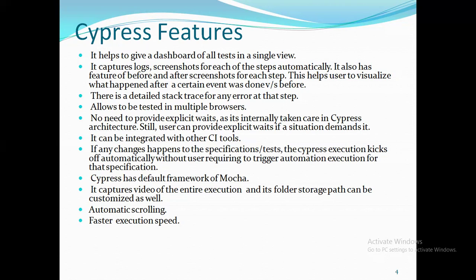Then, let's say you are working on certain test cases, which we call specifications as per the JavaScript terminology, that is the Mocha framework, we call it a specification file. So if any changes happen to your specification file, right, what generally we need to do in other automation tools is, once we do our changes, we save them, and then we go ahead and run the automation suite. But in Cypress, what happens is Cypress kicks off the execution automatically without the user requiring to trigger the automation execution. Okay, so this happens automatically. We don't have to go ahead and do the run command. It will happen on its own. That is the beauty of Cypress.